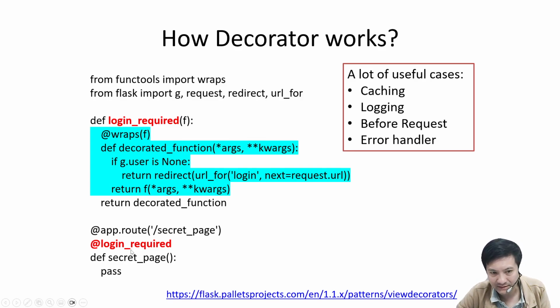You can put something here, and then data will go through here. This is the Flask source code. It will redirect someone if it can't find the user. If from the global variable you can't get the user, then it will redirect that user to the login page.